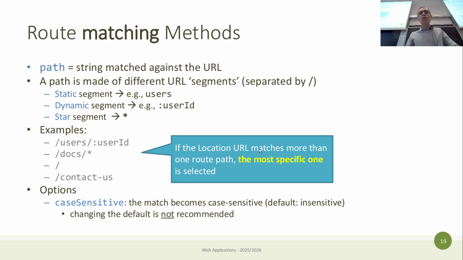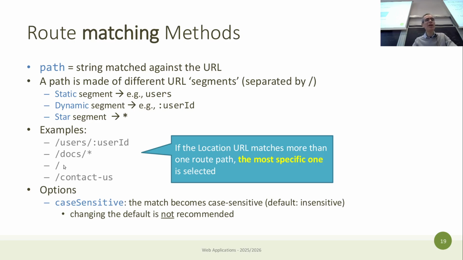So if the location URL matches more than one route path, the most specific one is selected, okay? Of course, anything matches slash. All routes start with slash. But we are not going to render slash if somebody has written slash contact us. If somebody has written slash C-O-N, just a part, of course, it doesn't match contact us, doesn't match dog, doesn't match user, and probably it goes to slash, okay?